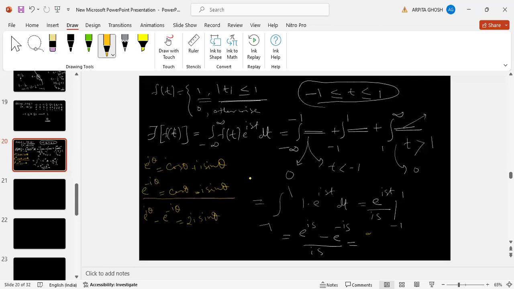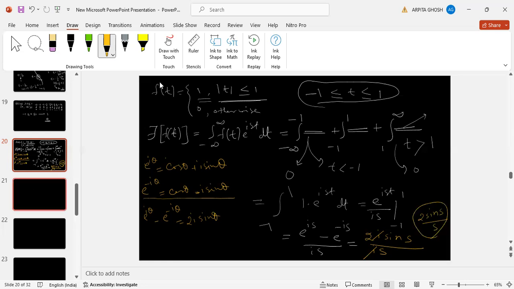So this is your 2i sin s, not theta, 2i sin s divided by is. The i cancels out. It is your 2 sin s by s. 2 sin s by s. This is the required Fourier transform.